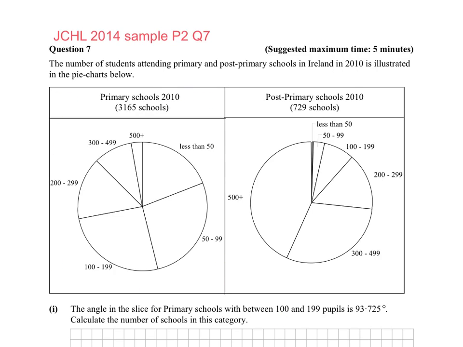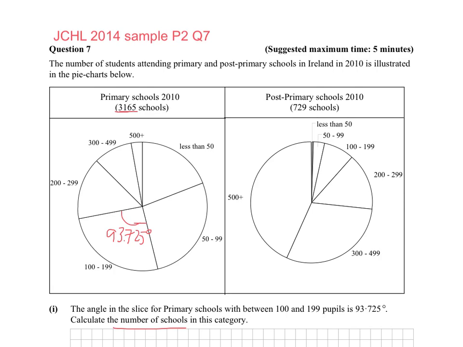between 100 and 199, so this section here, the angle is 93.725. So this angle here is 93.725 degrees. And you're asked to therefore work out the number of schools in total, in this particular section.